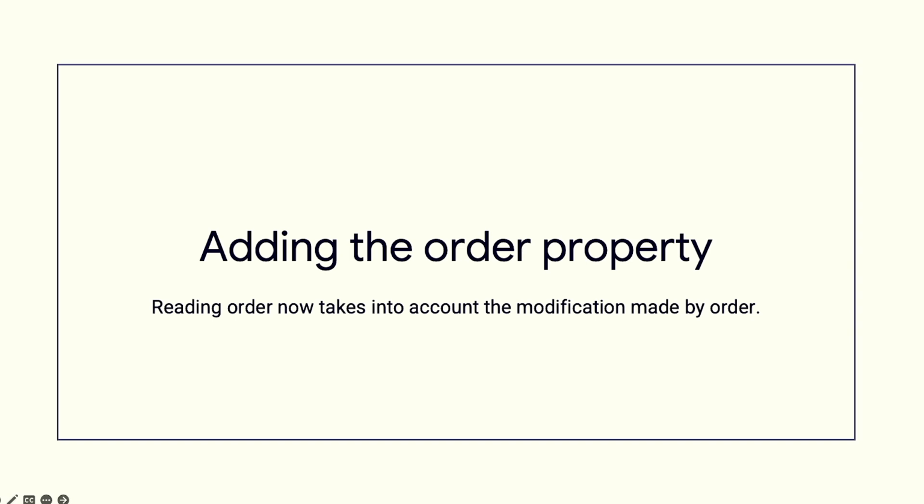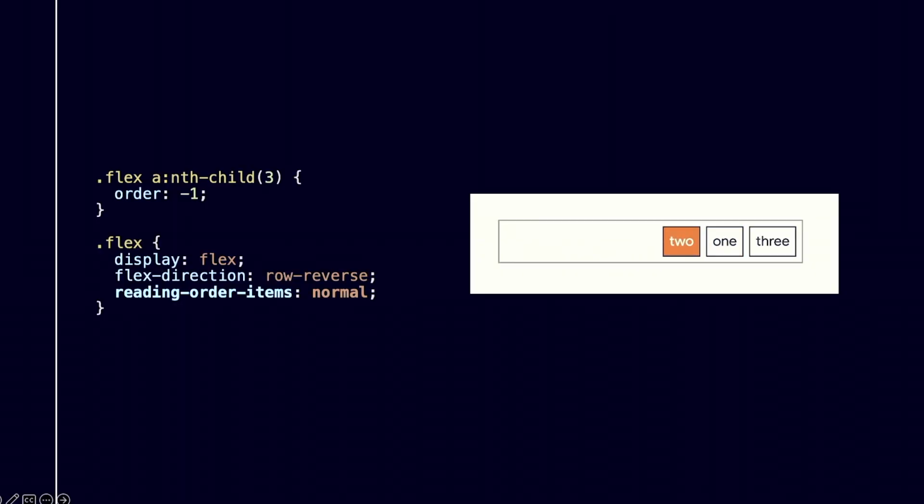So this is where we start jumbling things up a bit. We've still got our reversed items, but we're going to add in order as well. Now, if we remove reading-order-items, or we give it a value of normal, this is where you see that disconnected jumping around, because the order property has changed things visually, but tabbing is still relating to the source order. So the order is going to be 1, 2, 3, despite the fact that's not the order that the things are displayed.